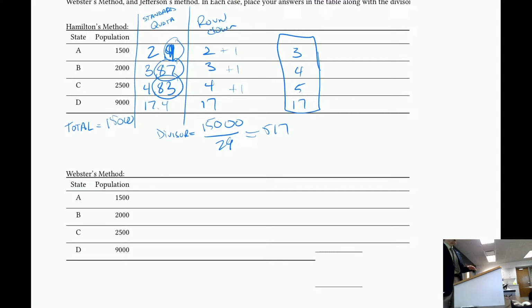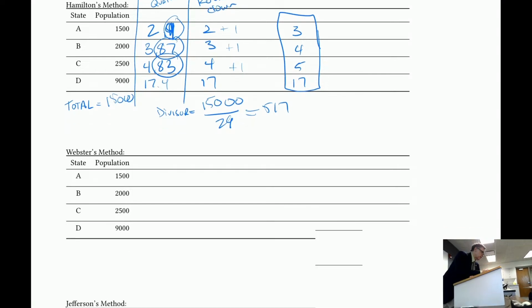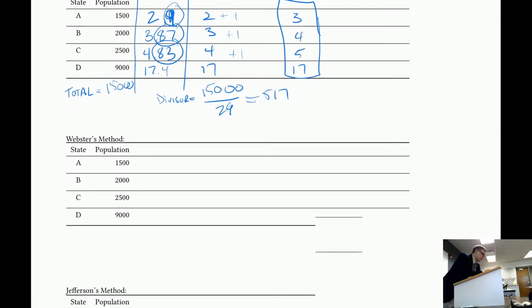Okay, so far so good. At least we got that one out of the way. Webster's method, you're going to round in the normal way. And here, coincidentally, it ends up being the same as the standard quota. But normally you would have to guess and check and always guess your divisor in order to round the normal way and create a situation where you have 29.